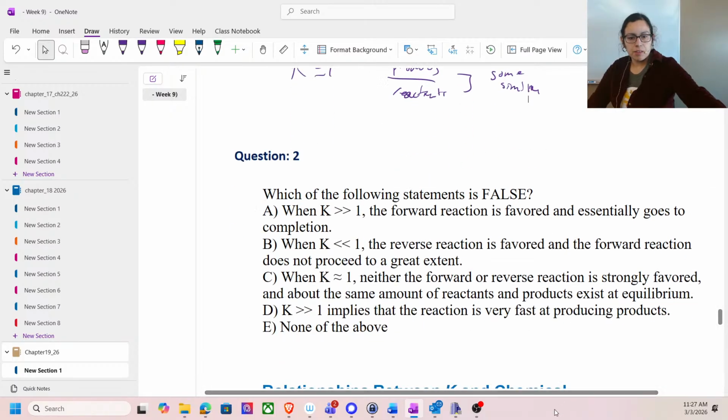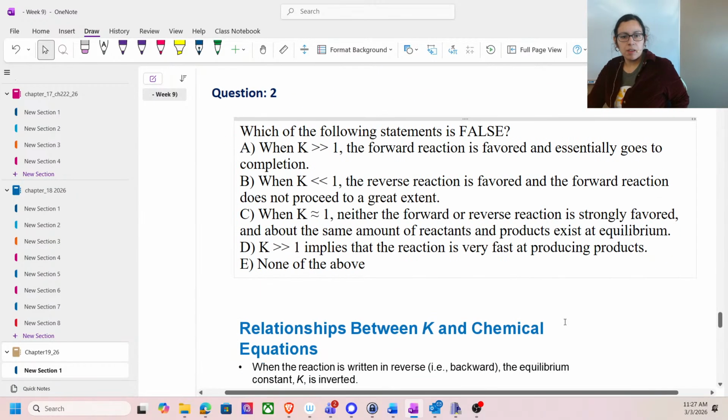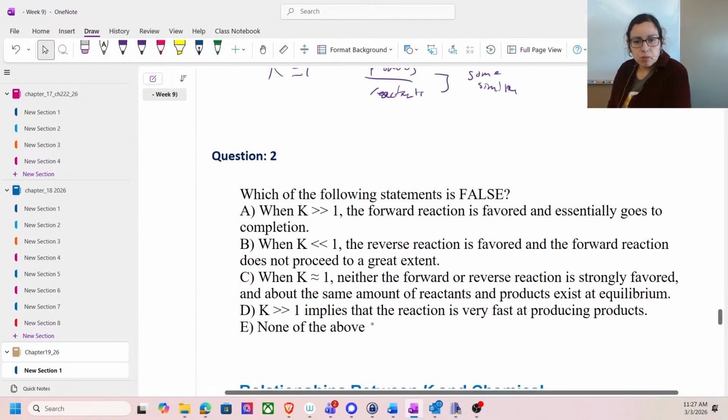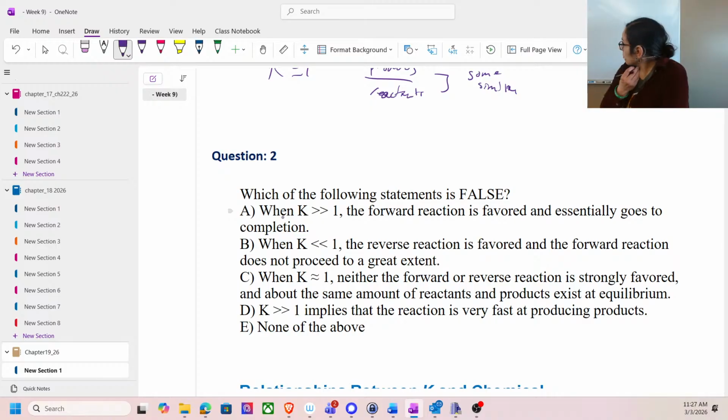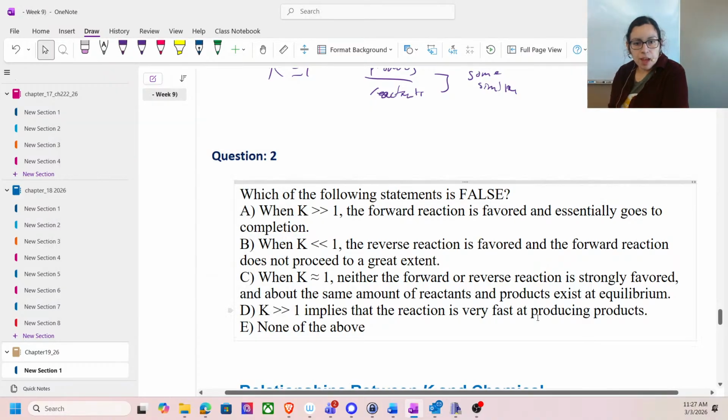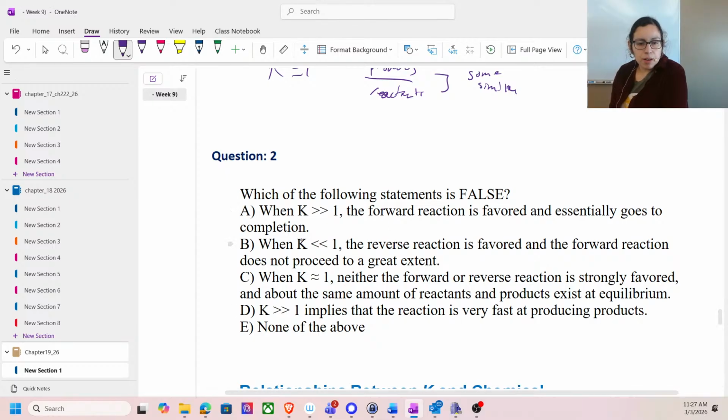All right, so let's look at this multiple choice. So what is it implying? So which one is false? So I'll read them and then kind of let you look at them. So when K is much, much greater than 1, the forward reaction is favored and goes to completion. When K is much, much less than 1, the reverse reaction is favored and the forward reaction does not proceed. When K is about 1, neither the forward or reverse reaction is favored, and there's about the same amount. And then K is much, much greater than 1 implies that the reaction is very fast at producing products. Or are they all true?